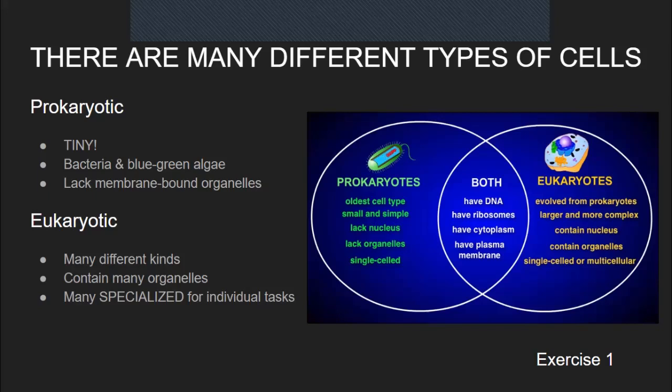Then your eukaryotic cells have all of these membrane organelles that we said prokaryotic cells do not. And those membrane-bound organelles take up some space. And because they take up some space, those cells have to be bigger. They have to be big enough to contain those organelles.